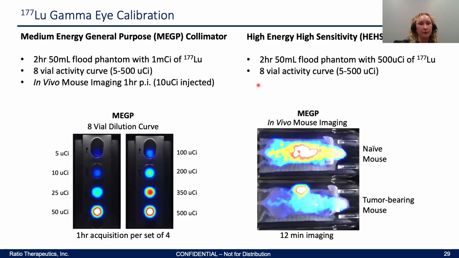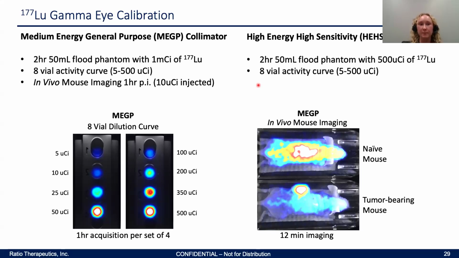We did perform, of course, some system characterization for lutetium to be able to do this. We're not going to go super in depth into that here because it's not really the focus of this talk, but we performed a flood phantom correction and also 8-vial activity curves that were used to determine linearity and also to determine the calibration factor for the system.